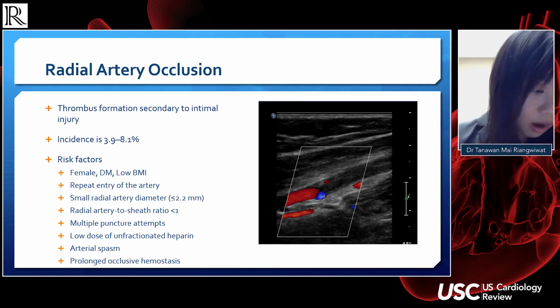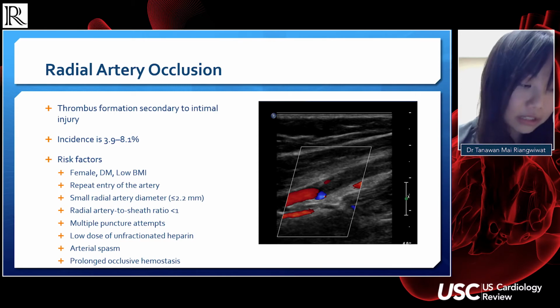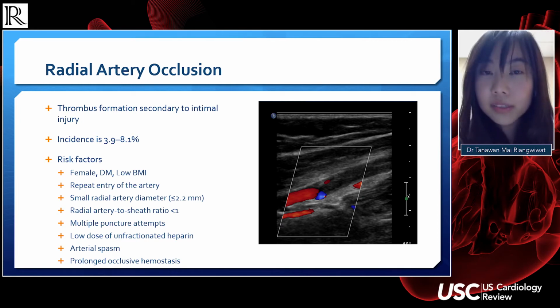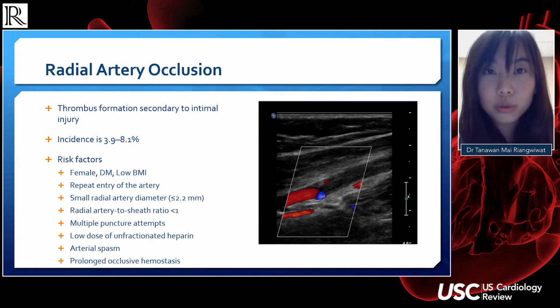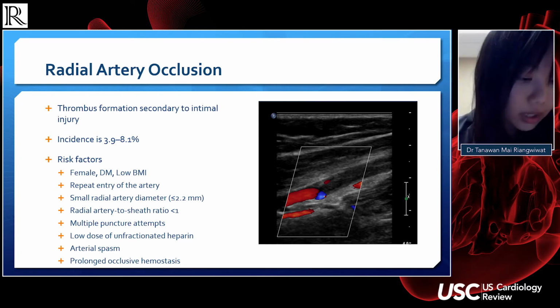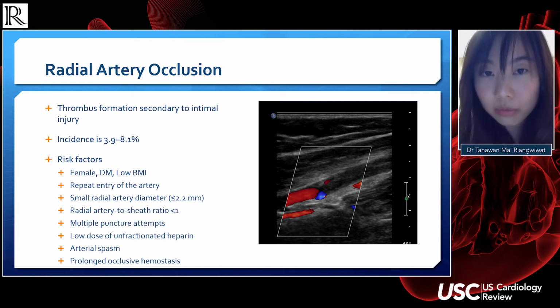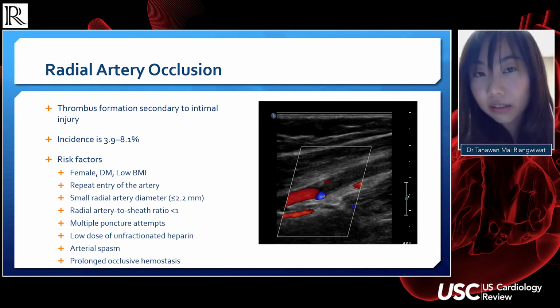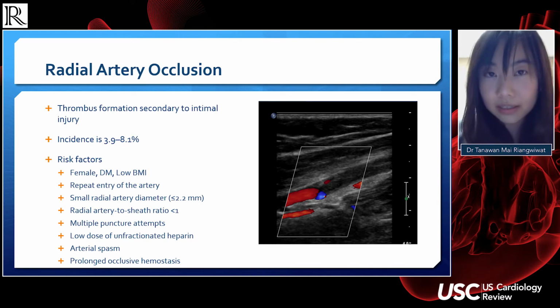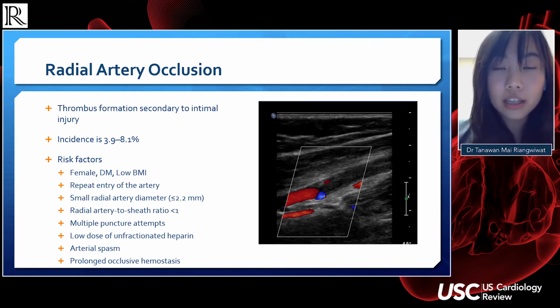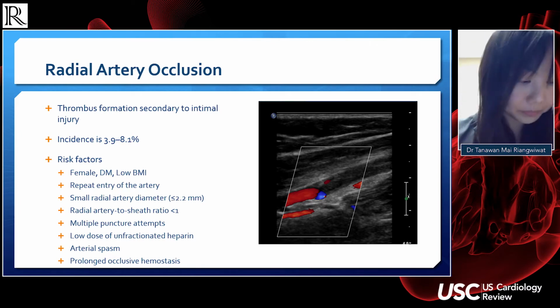The risk factors are also the common risk factors, like a small artery, a radial artery to sheath ratio less than 1, multiple punctures, and low anticoagulation dose. Arterial spasm is a risk of radial artery occlusion, so radial spasm should be treated properly as well. Prolonged occlusive hemostasis is also a risk of radial artery occlusion, so try to avoid that, and instead use patent hemostasis.